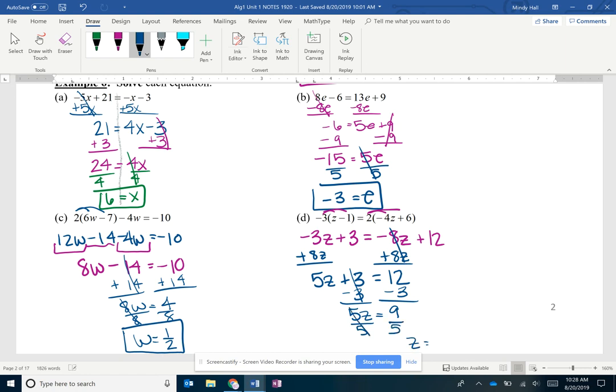z equals 9/5. And again, I'm getting an answer that does not match the original key I saw. So I just want to make sure that it's not me. So negative 3 times z, plus 3, negative 8, plus 12. That's all good. So we added 8z to both sides. And when we did that, that gave us 5z plus 3 equals 12. And then we subtract the 3. 5z equals 9. z is 9/5.